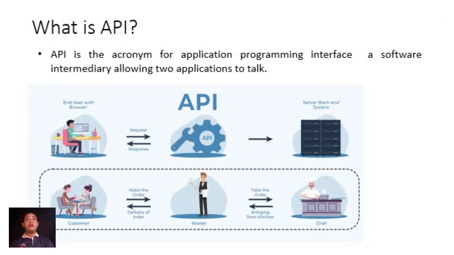The second example is a restaurant scenario. A customer places an order, or a request, with a waiter, the API. The waiter then passes the order to the chef, the backend server, who prepares a meal according to the request. Once ready, the waiter delivers the meal, or the response, back to the customer. So this is an example of how an API works.